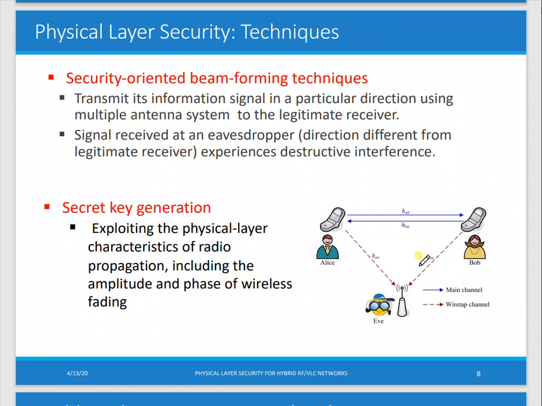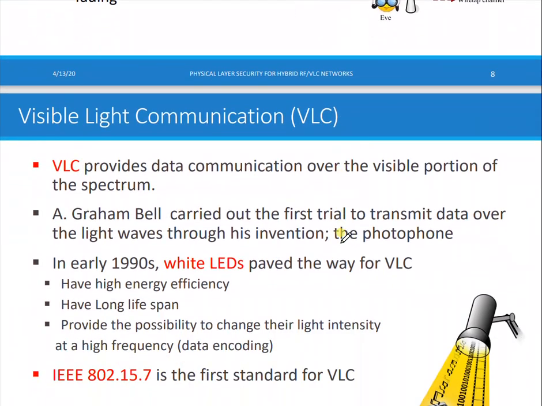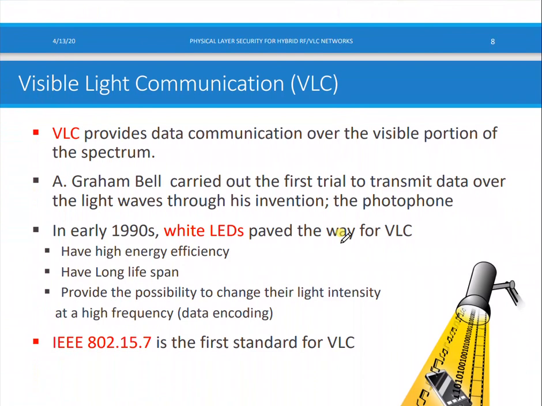طيب exploiting the physical layer characteristics of radio propagation including the amplitude and phase of wireless fading. لأنه في some information يعني we have a phase shift, we have all this unique information. ال phase shift مثلا between Alice and Eve حيكون غير عن Alice and Bob. So we can utilize this information to provide security by generating a key that depends on this phase shift that Eve doesn't know, but Bob and Alice share this information. So this is also a high security.